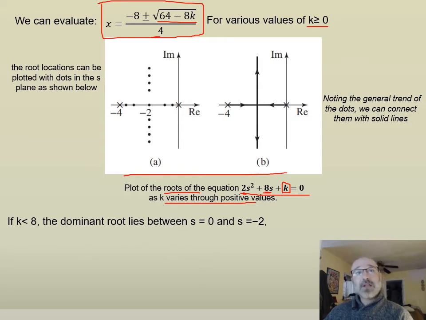So now we can see on the left, on part A over here, we can plot the roots with these dots that we see here. We have these dots on the equation here, we're going to plot them, and we can see our x-axis here is our real axis, and our y-axis here is going to be our imaginary axis. So as we get these values for x, as we vary our values of k, we can plot them as dots on this plot here, shown in part A.